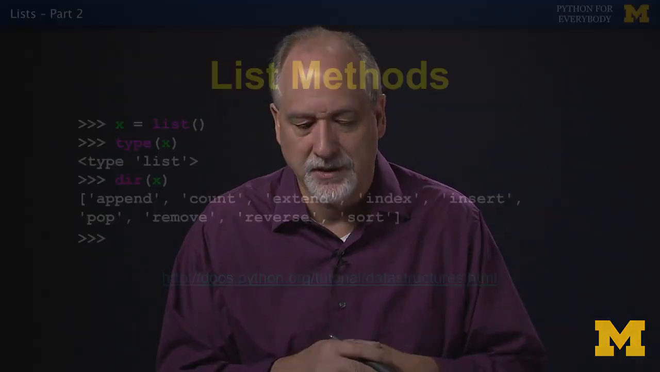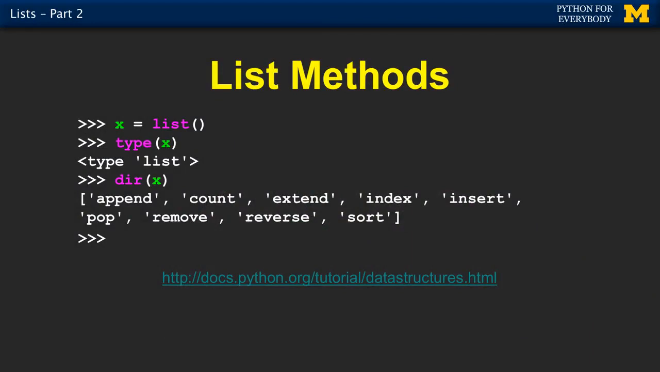Append, which adds a thing to the end of the list. Count, which actually, len tells you how many things are in a list. Count tells you how many things that match a particular thing are in a list. Extend, index, insert, pop, remove. There's a whole bunch of things, and they're all very well documented in the Python documentation. So we'll use a couple of these things.